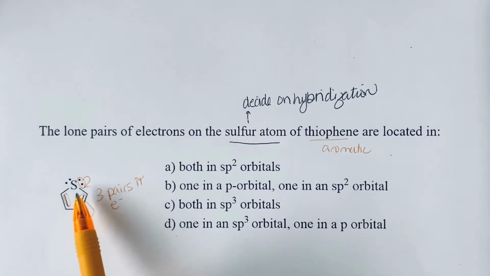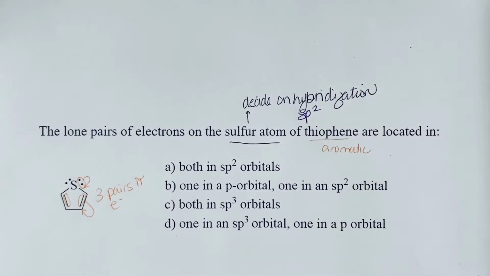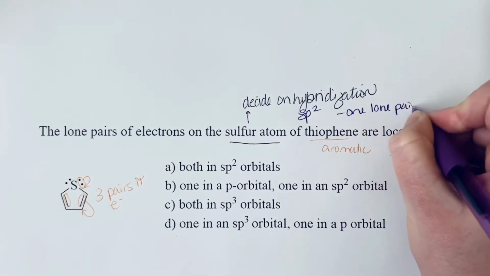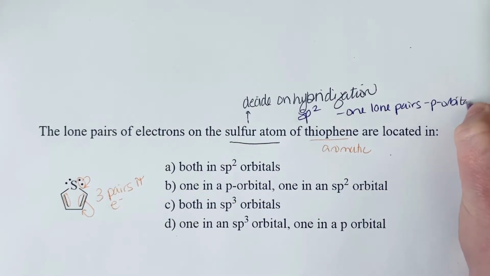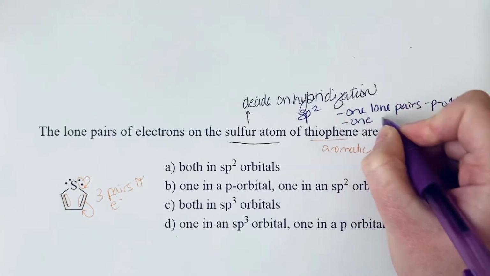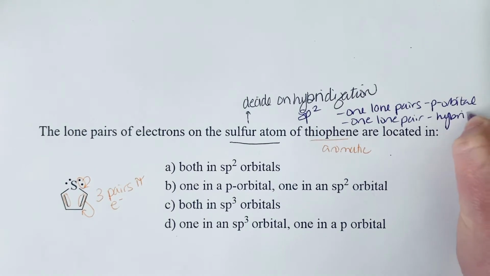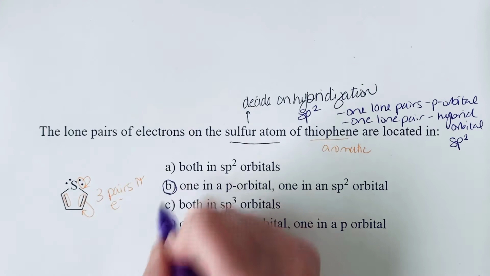So we can associate then that this sulfur is sp2 hybridized, as we just determined. That means that one of the lone pairs is in the p orbital, and that's the one we're delocalizing. And that means that the other lone pair is in the hybrid orbital, which is the sp2 orbital. Okay, so that means we're looking at this answer here: one in a p orbital, one in an sp2 orbital.